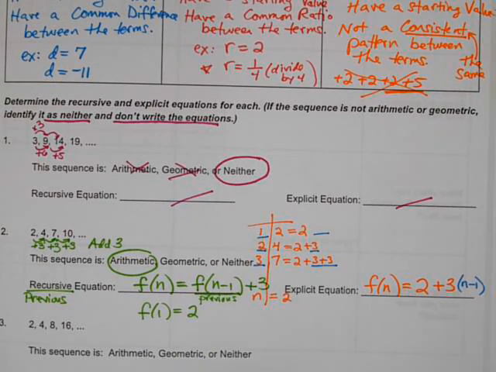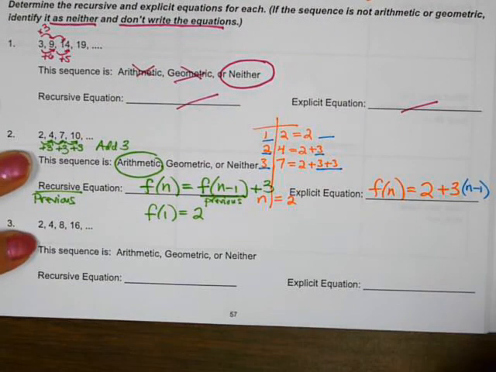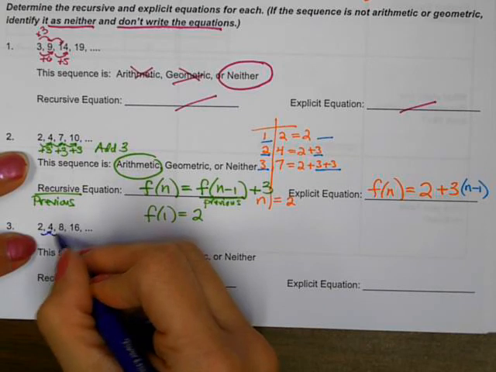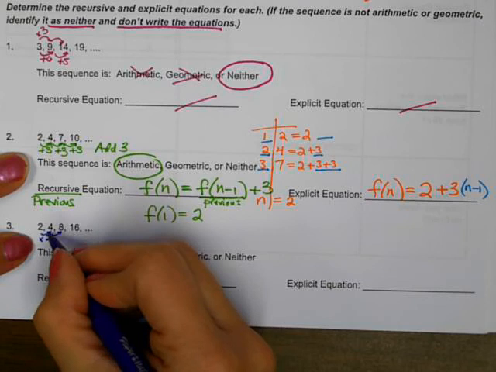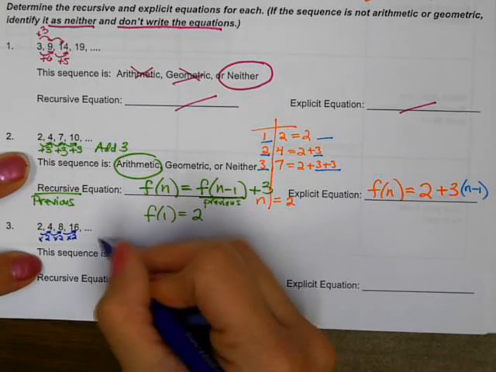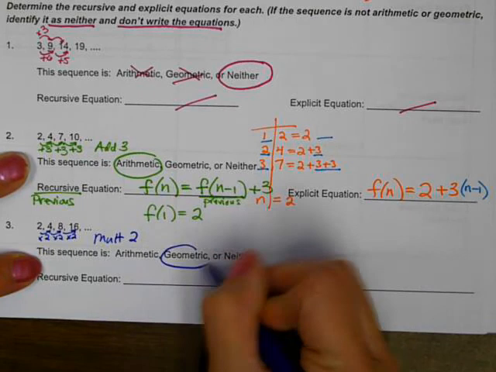All right, we have one more example here. I notice that the pattern is increasing. So the question is, is it being added or multiplied or neither? Is this plus 2? Well, this is not plus 2. Let's try times 2. Is this one also times 2? Yes. Multiply by 2 means the pattern is geometric.